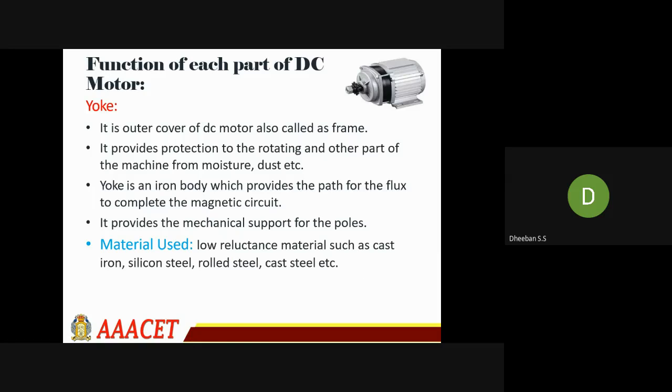Here you can see the construction yoke. Yoke is nothing but the outermost part, for protection. It is also called the frame. It provides mechanical support for the poles. The material used will be of low reluctance, because only then will the magnetic field developed be very high. So for that purpose, we will be making use of low reluctance material. Some of the low reluctance materials are cast iron, silicon steel, rolled steel, and cast steel.